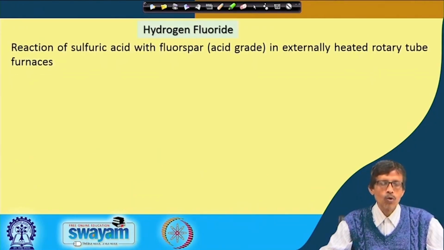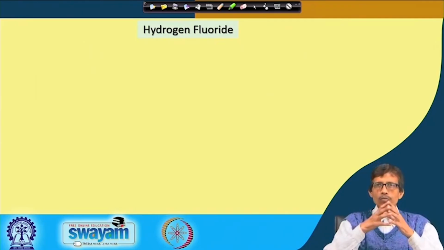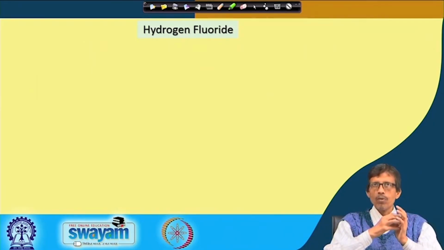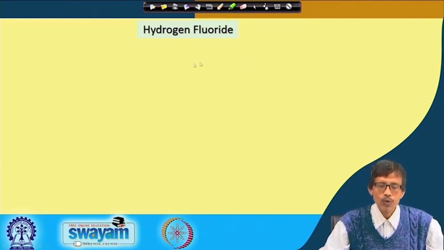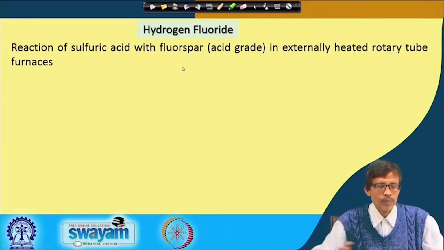So, next we will just go for the preparation of hydrogen fluoride. Fluorine gas is gone. Now, we go for the hydrogen fluoride gas, which is also like your hydrochloric acid gas or hydrogen chloride gas. Hydrogen fluoride gas, HF, will also be a very useful material in different industries.